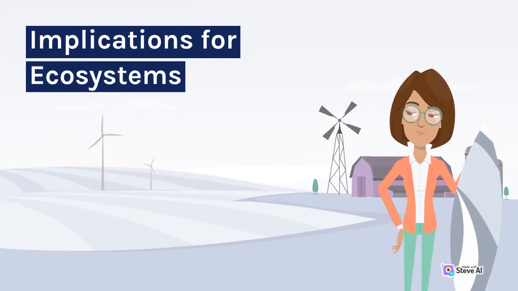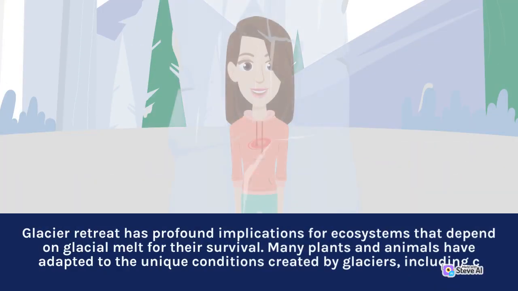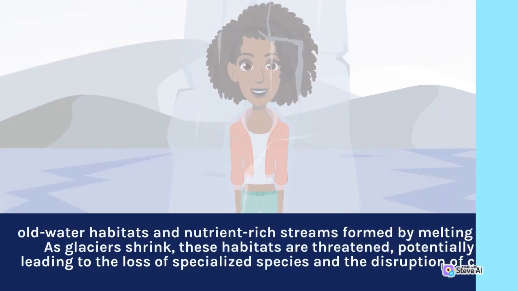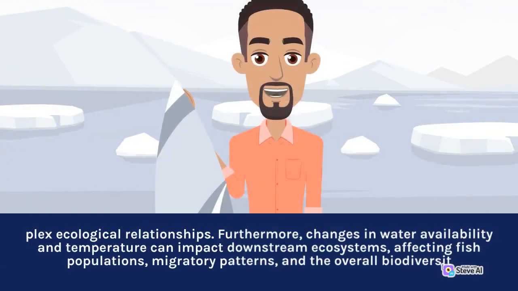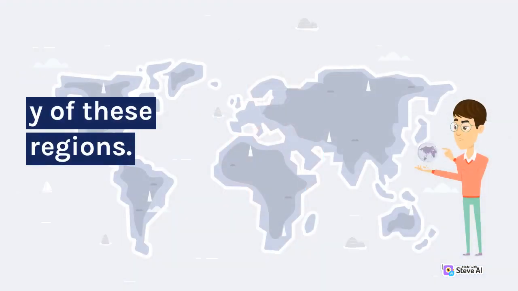Implications for ecosystems. Glacier retreat has profound implications for ecosystems that depend on glacial melt for their survival. Many plants and animals have adapted to the unique conditions created by glaciers, including cold water habitats and nutrient-rich streams formed by melting ice. As glaciers shrink, these habitats are threatened, potentially leading to the loss of specialized species and the disruption of complex ecological relationships. Furthermore, changes in water availability and temperature can impact downstream ecosystems, affecting fish populations, migratory patterns, and the overall biodiversity of these regions.